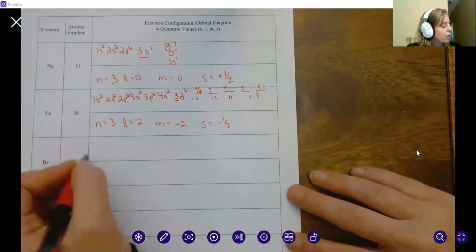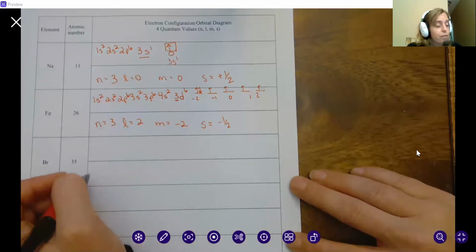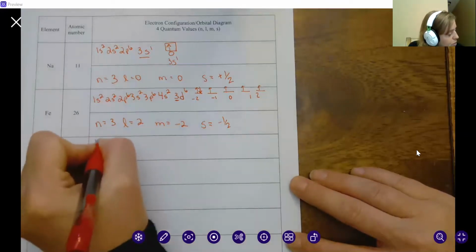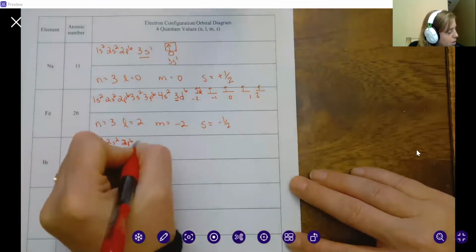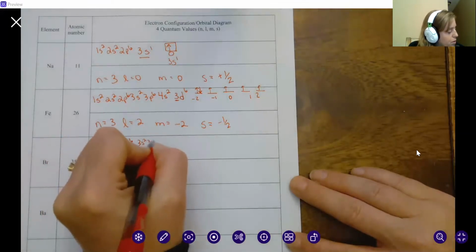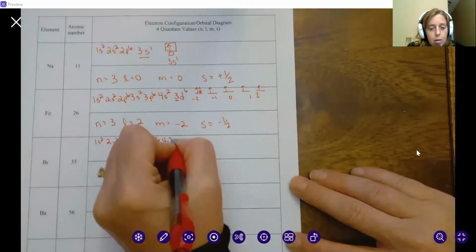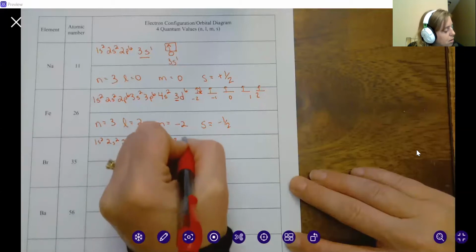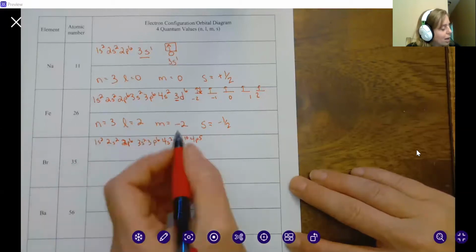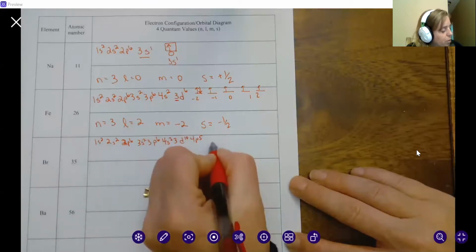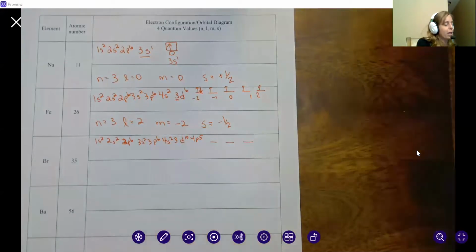Okay, so now we're going to go down to bromine. Bromine has a configuration all the way to 4p5. So I'm going to say 1s2, 2s2, 2p6, 3s2, 3p6, 4s2, 3d10, and 4p5. Okay, so I left it in the p sublevel. Remember, if you forget, you can go back and look at your table.